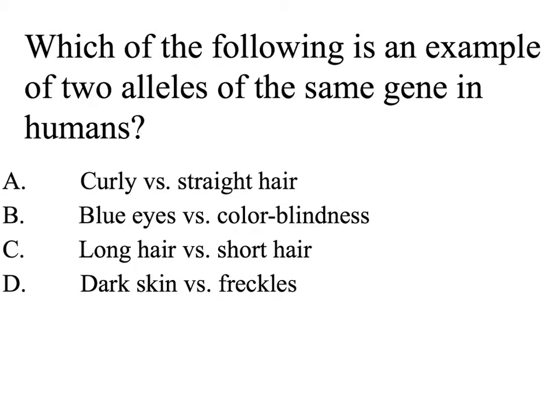Let's practice for a minute. Which of the following is an example of 2 alleles of the same gene in humans? The answer is curly hair and straight hair. These are traits that are coded for by the same gene. Blue eyes and color blindness are 2 different traits. Long hair and short hair has more to do with environmental factors. Did you get a haircut today, or have you not cut your hair in months? Dark skin and freckles are 2 different traits as well, and therefore are coded for by two different genes.